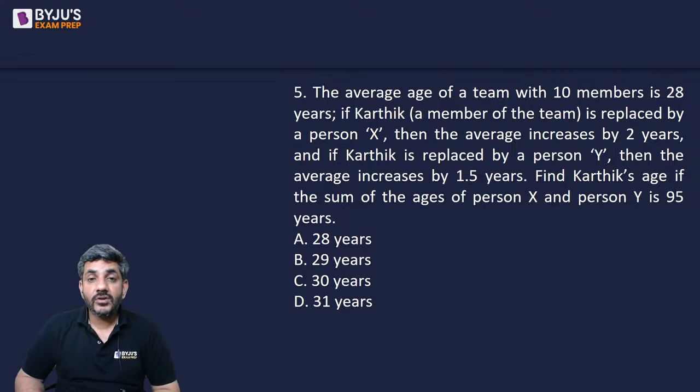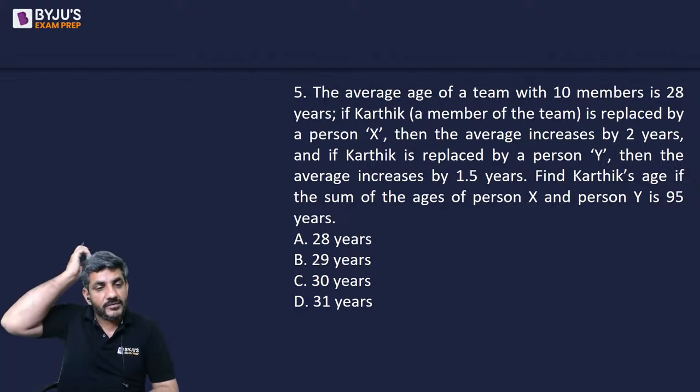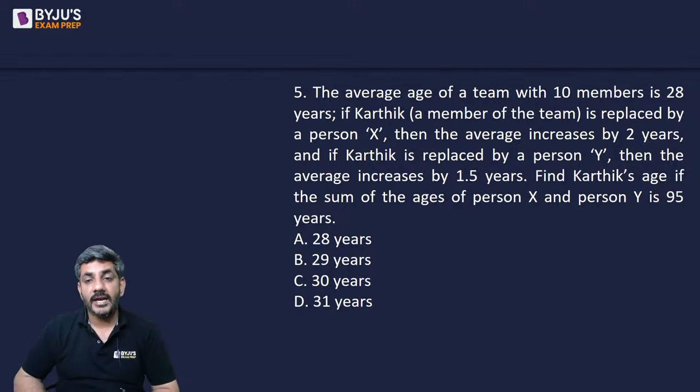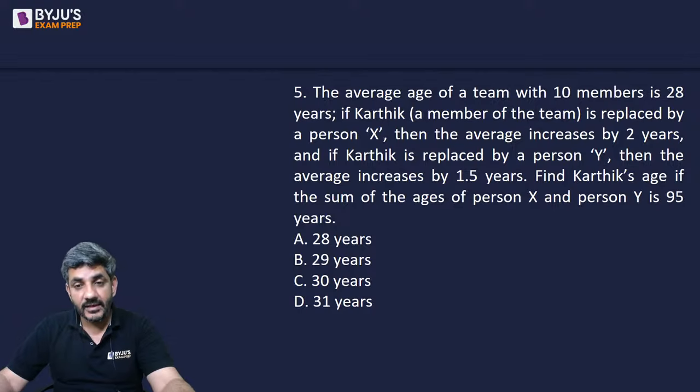The average age of a team with 10 members is 28. If Karthik, who's a member of the team, is replaced by a person X, then the average age increases by 2 years. And if Karthik is replaced by a person Y, then the average age increases by 1.5. Find Karthik's age if the sum of the ages of person X and Y is 95 years. Eminent boy and Musicore, they both are saying C. Let's see what is the right answer for this question.